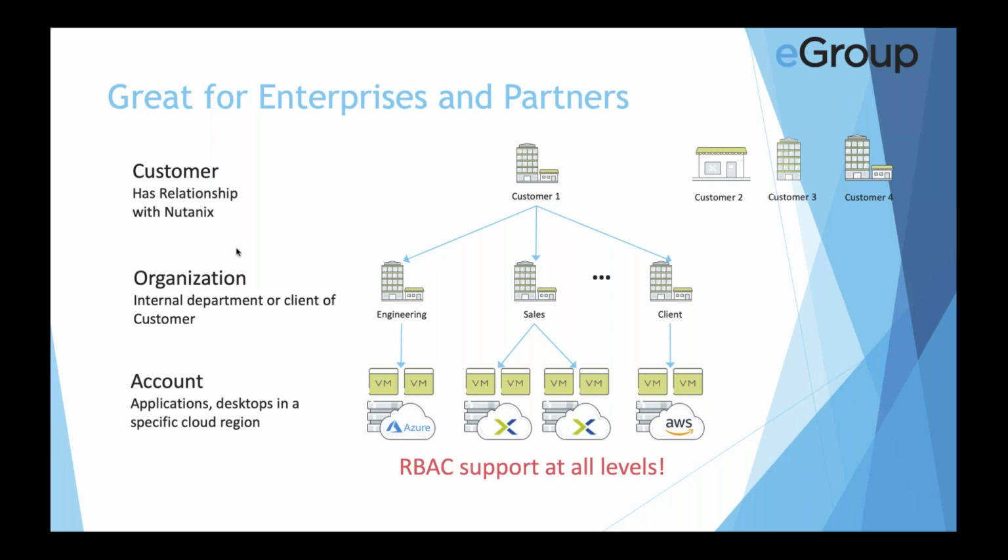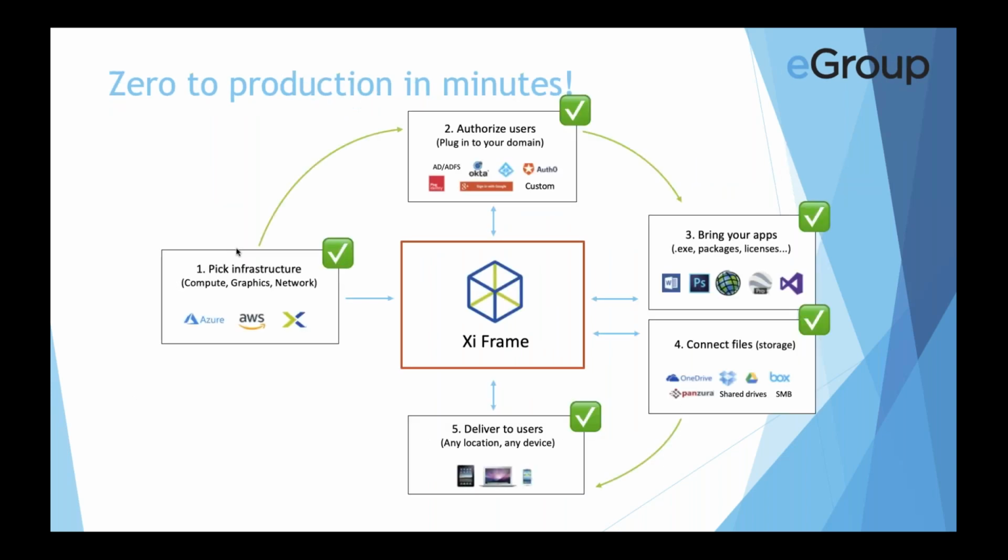Role-based access is supported at all levels, is what I meant to say a minute ago. Every level I create, I've got the ability to lock users and lock access down as I need based on my organization requirements. So again, zero to production in minutes, and that's probably a little hard to achieve, but it's simplified, right? If I'm just going to do standard authentication with my Frame accounts with built-in, I pick my infrastructure, I set up my organization, my accounts, I authorize my users to access the desktops, install whatever apps I need, and then deliver it to my end users.